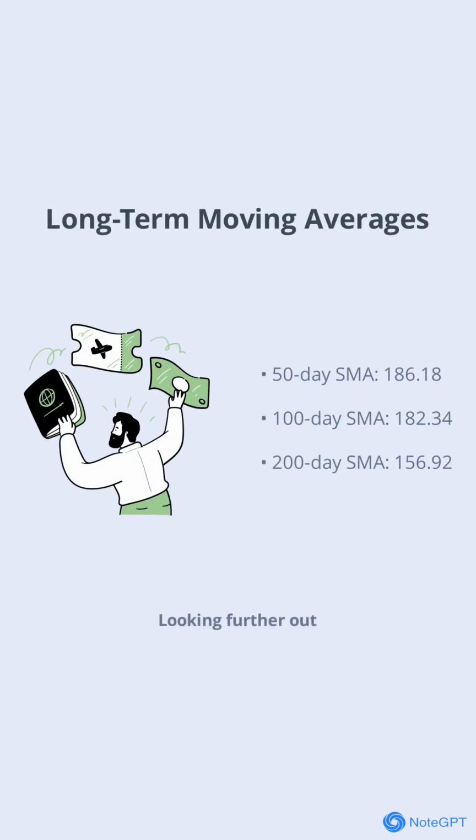Looking further out, the 50-day and 100-day SMAs are at 186.18 and 182.34 respectively. The 200-day SMA is at 156.92, which is below the current price, indicating that the long-term trend is still positive. However, the fact that the price is below most short and medium-term averages, but above the 200-day SMA, suggests a possible correction within a longer-term uptrend. This is a classic setup where traders watch for signs of either a rebound or further weakness.